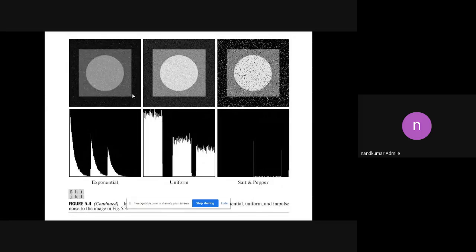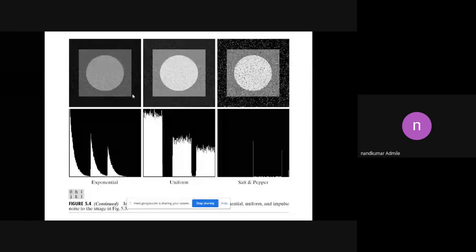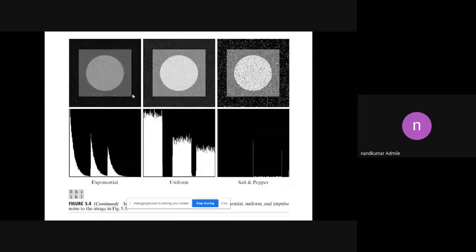Okay. So have you observed the salt and pepper noise? It consists of a number of dots which are present in an image. So that is called a salt and pepper noise. Have you observed the effect? Have you observed the plots of these six noise models?